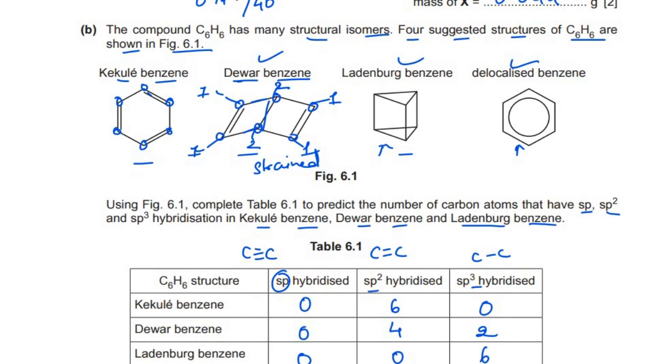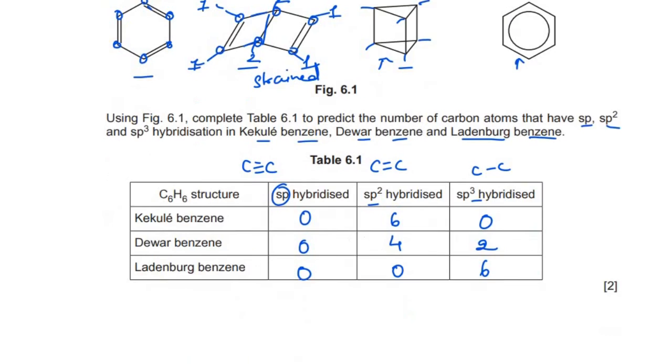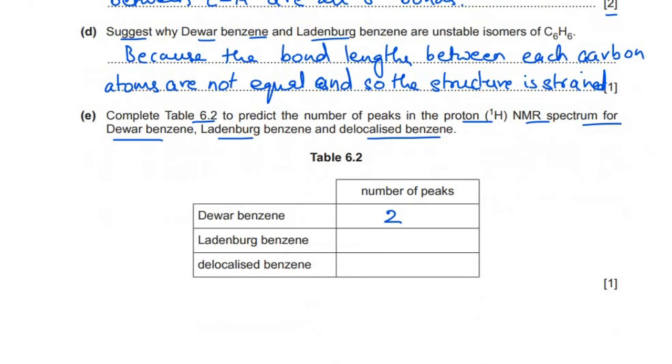Now if we have a look at the Ladenburg benzene, each of the carbons will have one hydrogen and they are all single bonds. There is no strain and no double bond, nothing. So all these hydrogen atoms are going to show a single type of peak. So the number of peaks in this Ladenburg structure will be 1, and similarly in delocalized benzene, each carbon atom is bonded to one hydrogen and each carbon has one double bond. So again the number of peaks will be 1 because there is only one type of hydrogen.